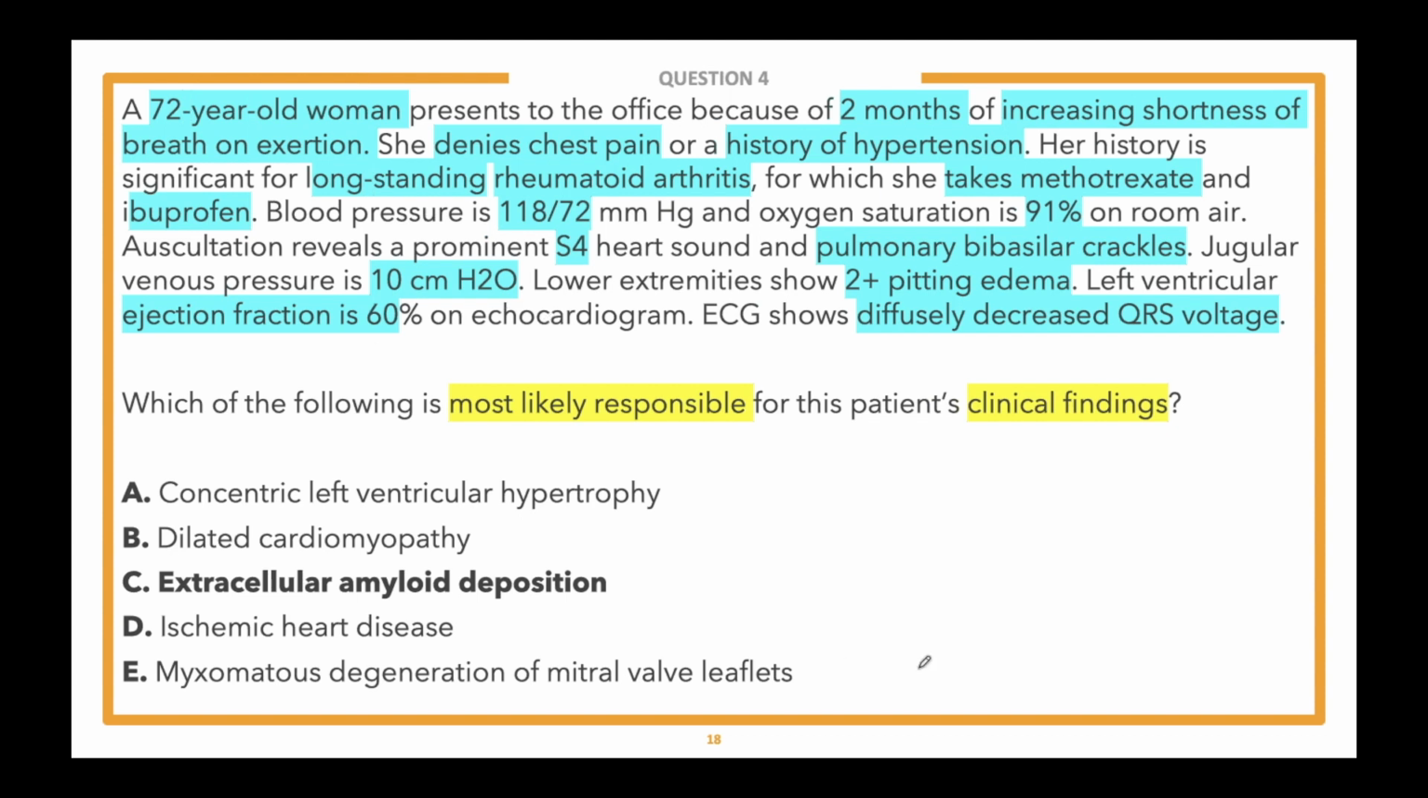And lastly, answer choice A, concentric LVH. This is something that you can see in a few things, and it can lead to diastolic heart failure, usually in the setting of hypertension. Other causes include aortic stenosis, but chronic hypertension is the most common cause. But you can see there, our patient's blood pressure is actually pretty good, 118/72. So probably not hypertension causing diastolic heart failure. So this is a tough question, but answer choice C is probably the best answer here.